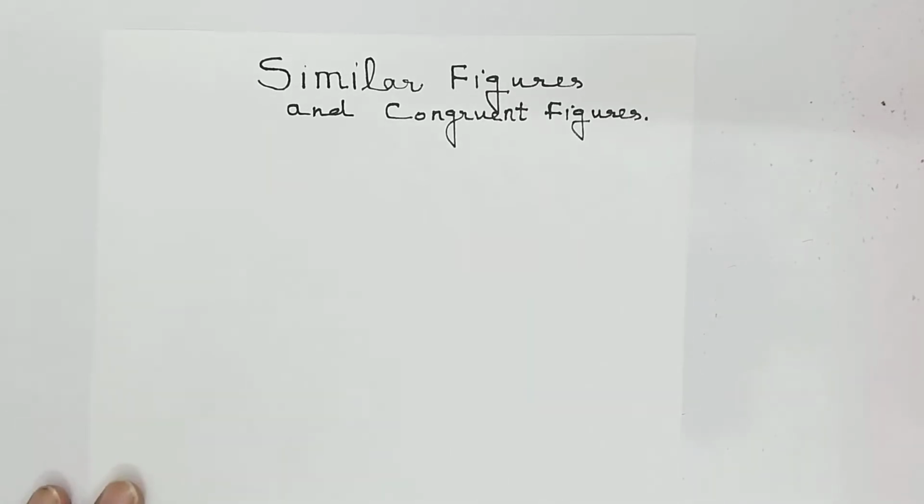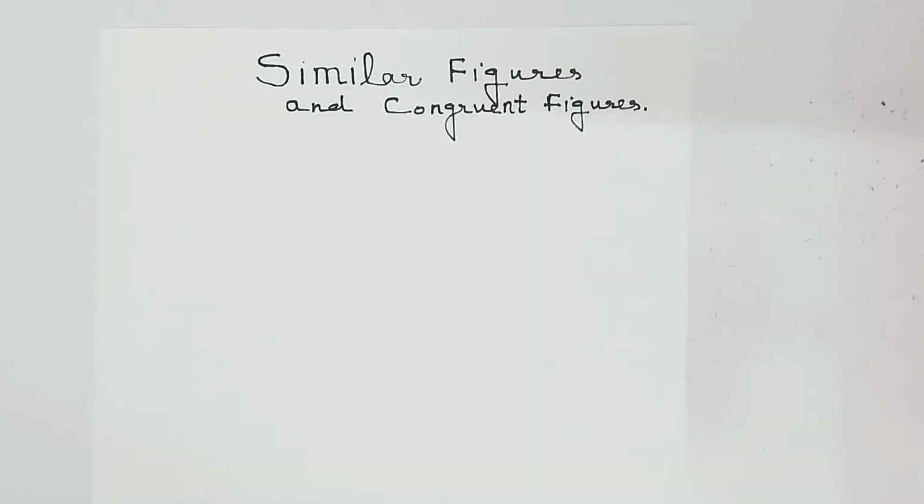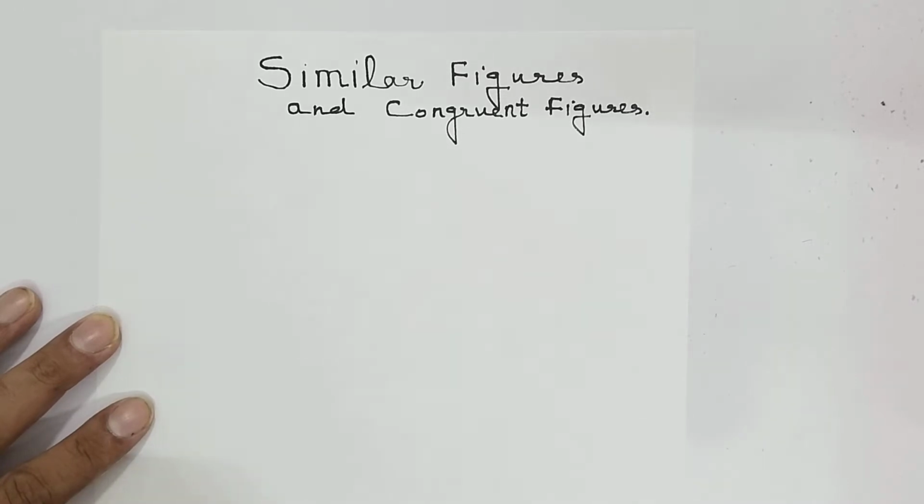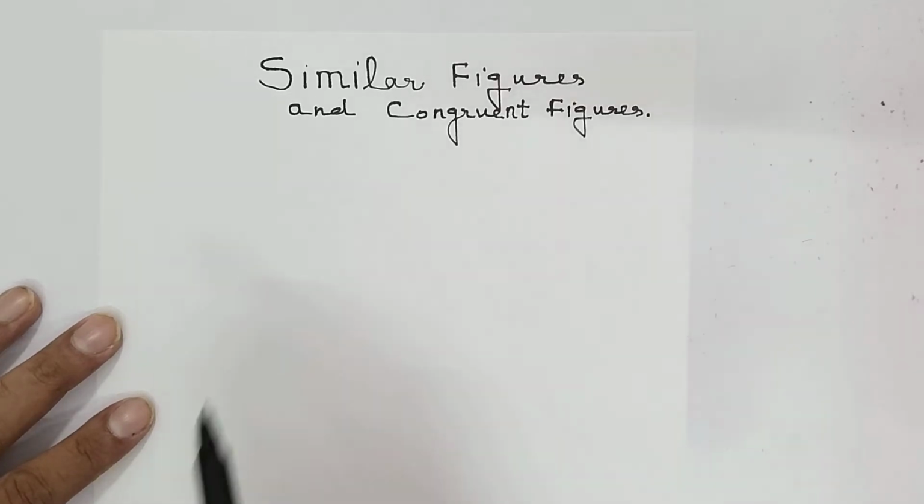Hello everyone. In today's video, we are going to discuss the major difference between similar figures and congruent figures. So, in class 7th, you have discussed congruent figures. So, what are congruent figures? Two figures having the same shape and same size.